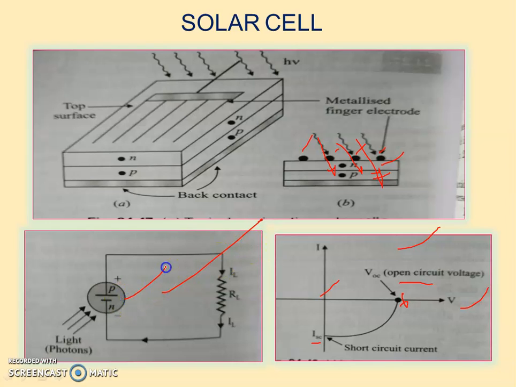And this is the symbol of solar cell. Right? So this PN diode has a different structure than the other diodes. This is the longer line, this is the shorter line, and this is the photon. Means the solar radiation is incident on this device. So this is all about the optoelectronic devices.